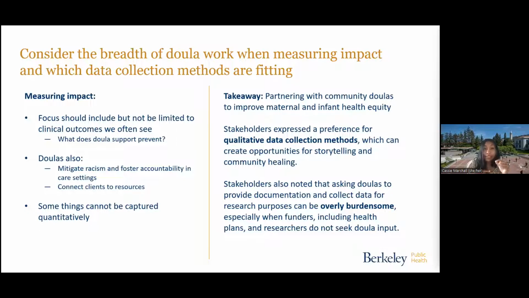At the same time, stakeholders also noted that asking doulas to provide documentation to collect data for research purposes can be overly burdensome, especially when funders, including health plans and researchers, do not seek their input from the start. And so I think my point here is to think both about the breadth, which I'll elaborate in a moment, but what kinds of data are we trying to generate given what we know about what doulas do? Next slide.